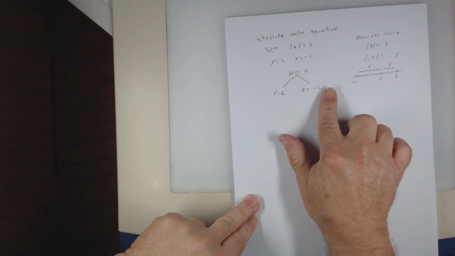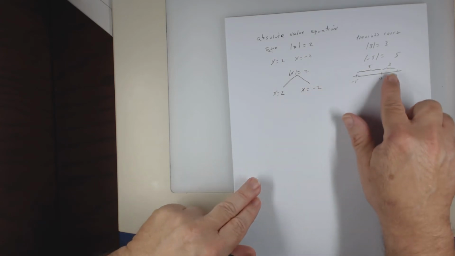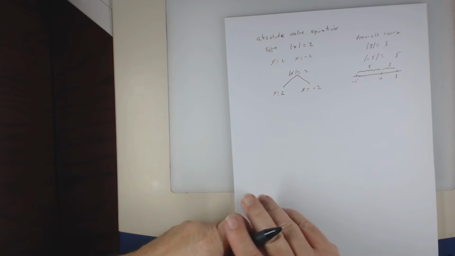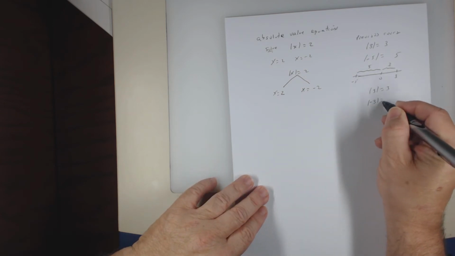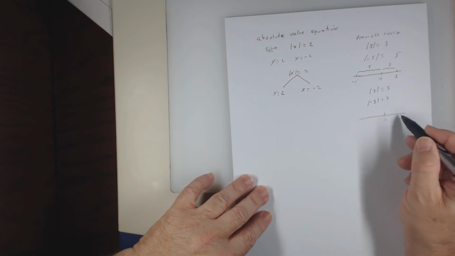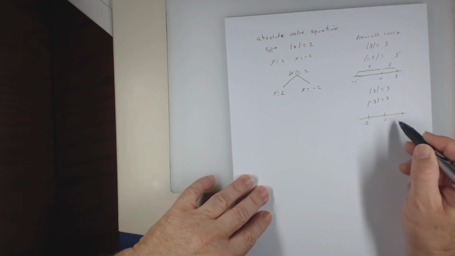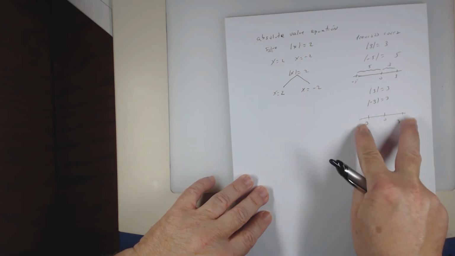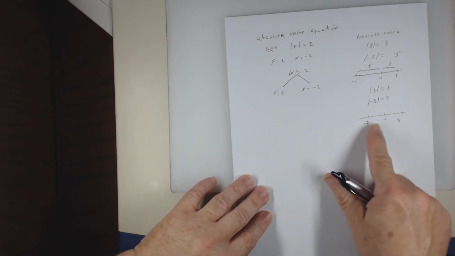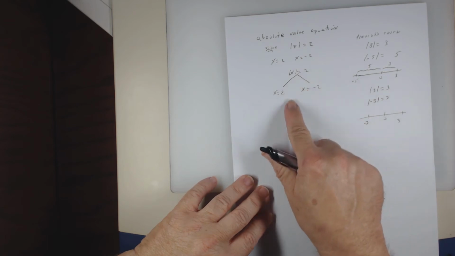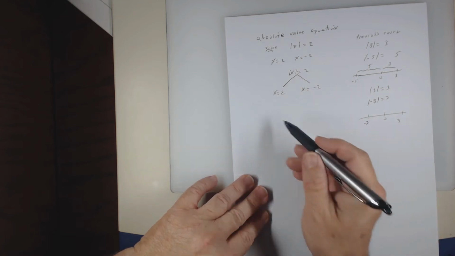Remember, it's opposite. Because think about it this way. The absolute value of 3 equals 3, and so does the absolute value of -3. And if you look at the number line, 3 and -3, aren't they on opposite sides of 0? Same distance? Okay, so remember, 3 and its opposite, 2 and its opposite. So then that takes us to this.